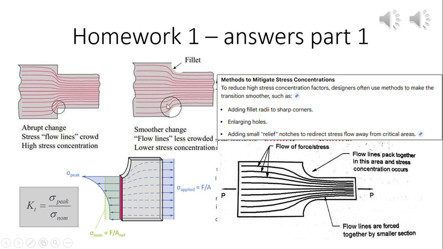So the methods to mitigate stress concentrations are adding fillet radii to sharp corners, enlarging holes, or adding small relief notches to redirect stress flow away from critical areas.